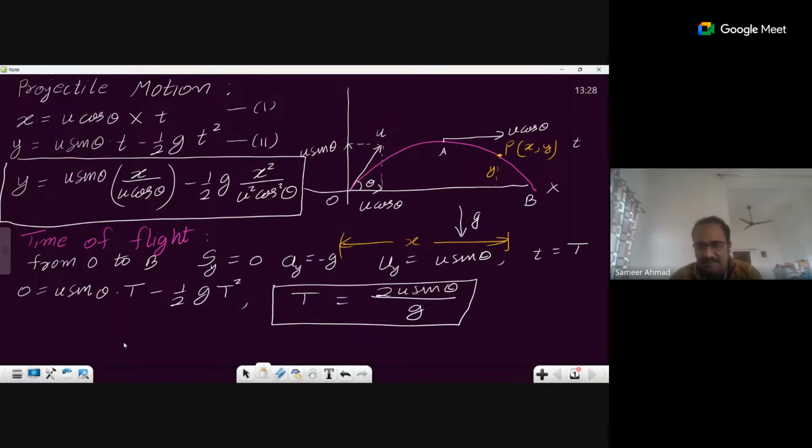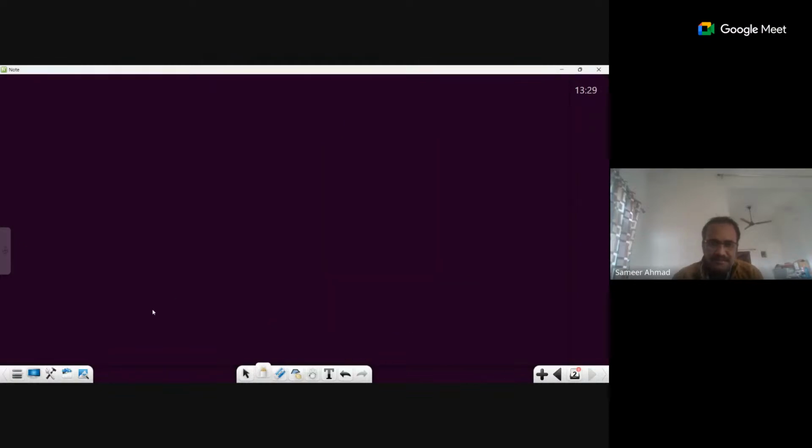Is that clear? Now the next task is to determine the horizontal range. Horizontal range is the maximum horizontal distance covered by the projectile.